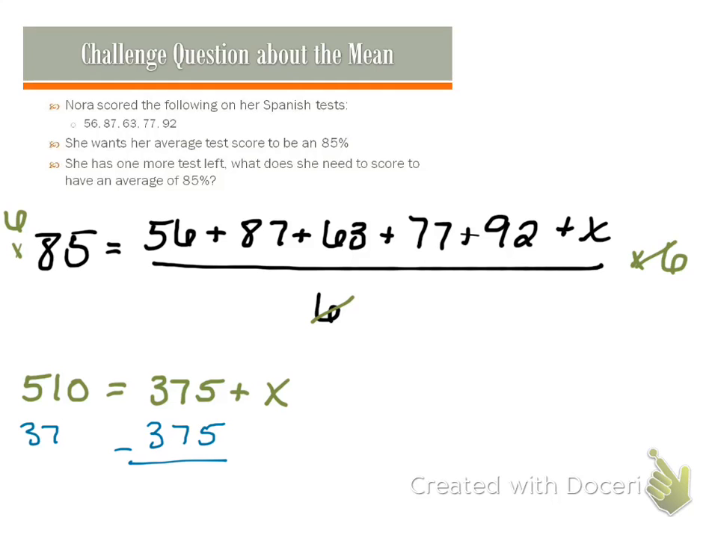So if we subtract 375 from both sides, we get x equals 135. What this means is that Nora has to score 135% on her next test to have an average of 85%. So Nora cannot get an average of an 85%.